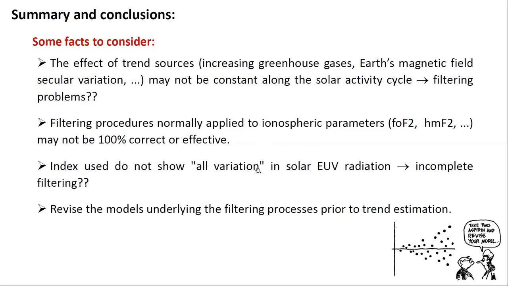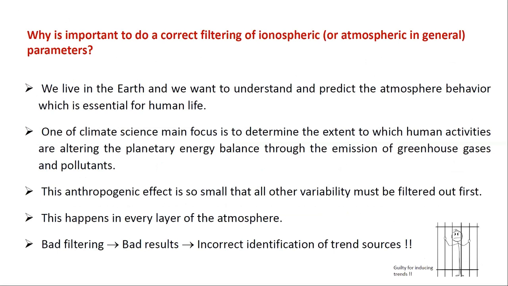The index used does not show all the variation in the solar UV radiation that is responsible for foF2. So we should revise the models underlying the filtering process prior to trend estimation. And well, why is it important to do a correct filtering of ionospheric, or atmospheric in general, parameters? We live on the Earth and we want to understand and predict the atmosphere, which is essential for human life.